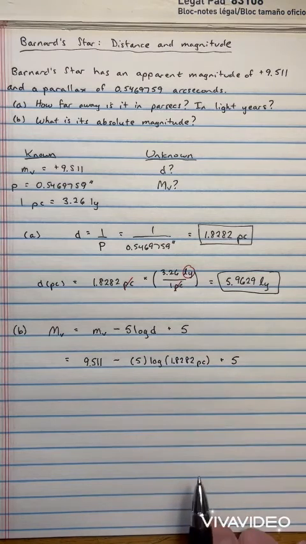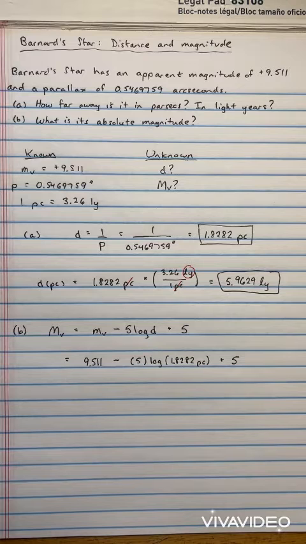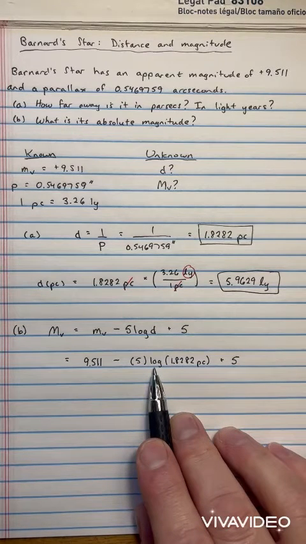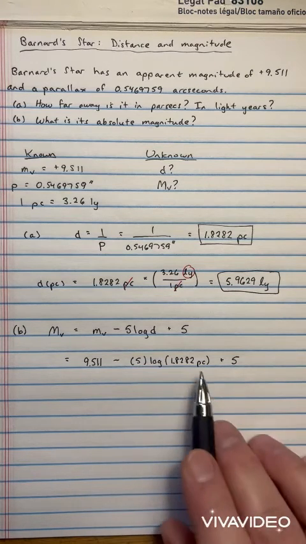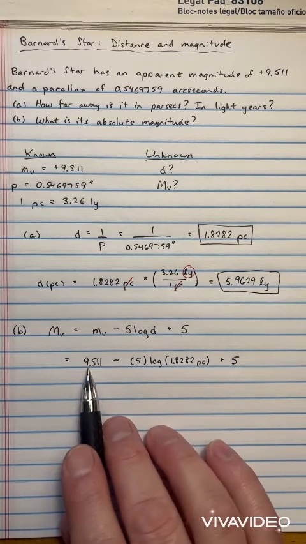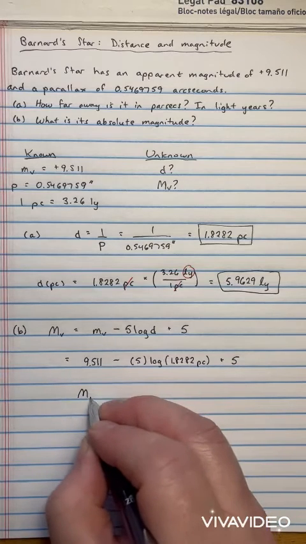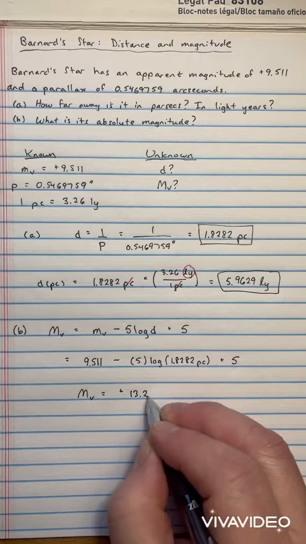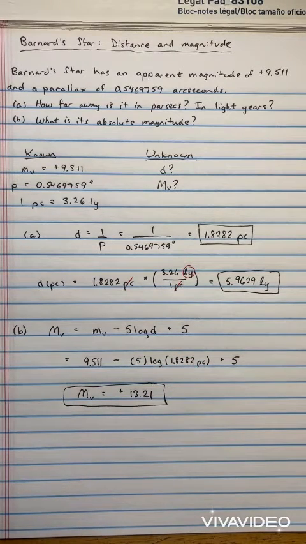So when I do a calculation like this, first I will do the log of this number first. So in your calculator, punch in this number. Log specifically is the key in your calculator to use. Get a result, multiply by 5. Then you're going to take that number, make it negative, or you're going to be subtracting it. And then 9.511 plus 5 in this case to come up with the total. When I do that, I get a result of a plus 13.21 for my absolute magnitude for Barnard star.